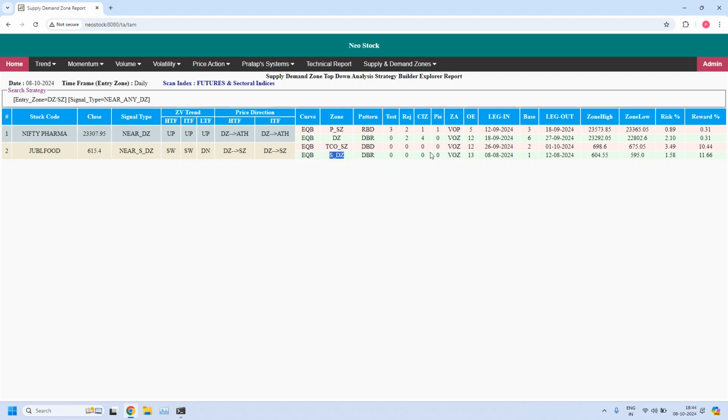Jubilant Foods, it is a fresh zone. You need to fine tune this zone till 5 minutes time frame. If you can find a fine tuned 5 minute zone, you can plan a trade. Otherwise, there are higher chances the zone might be violated.